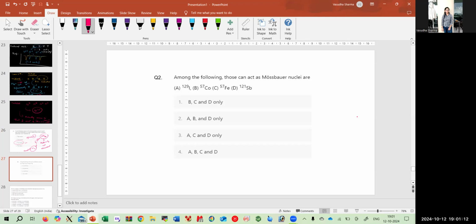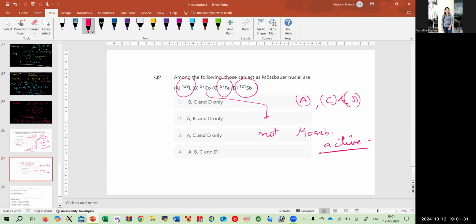Okay. Among the following, which can act as a Mossbauer nuclide? We already know that iron is one, and antimony is one. So only A and B. Cobalt is not a Mossbauer active nuclide. So, option C.